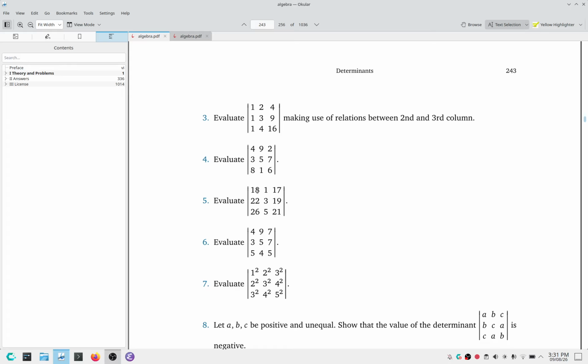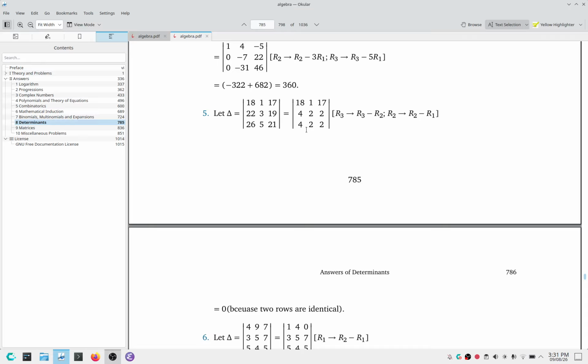Question 5 says evaluate the determinant with rows 18, 1, 17; 22, 3, 19; and 26, 5, 21. What we do here is R3 = R3 - R2, so this is our R3 and we subtract R2, so it becomes 4, 2, 2. And then we do R2 = R2 - R1. So this becomes 4, 2, 2 as well.